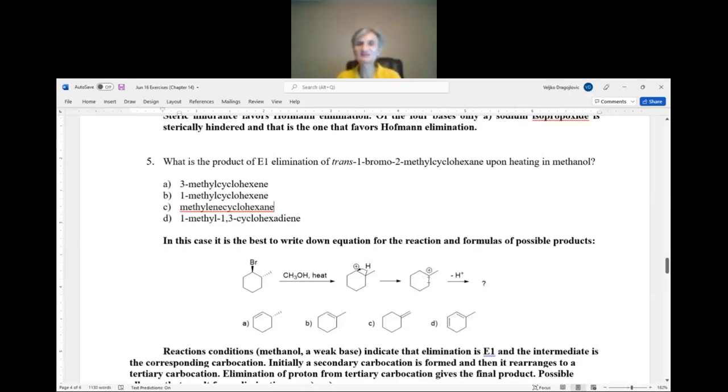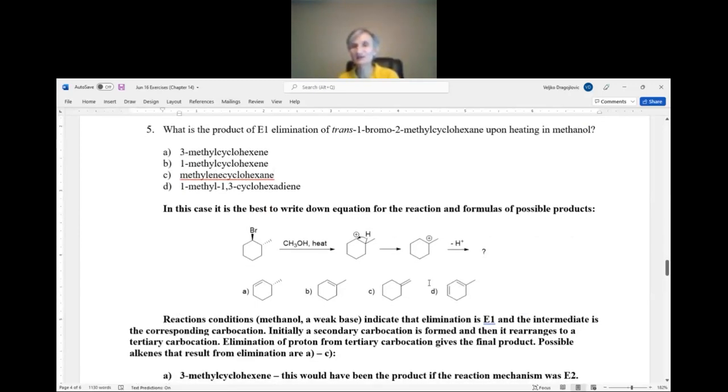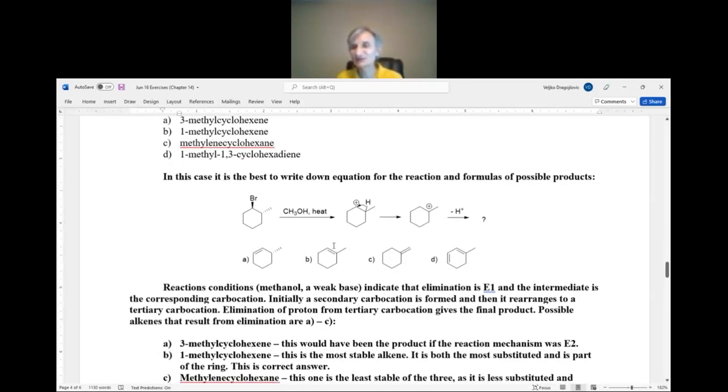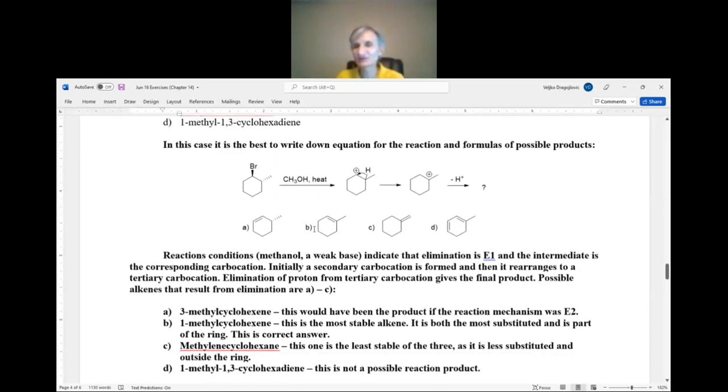And now loss of a proton gives the most stable alkene, because in E1 elimination the most stable, that means the most substituted alkene, is obtained. And in this case, B is the most substituted. It's inside the ring and has 3 substituents. A would have been without rearrangement and only 2 substituents, and C could also form from this cation, but only 2 substituents, and that's a rather unstable double bond outside the ring. D is not possible, it has 2 double bonds. So B is the correct answer.